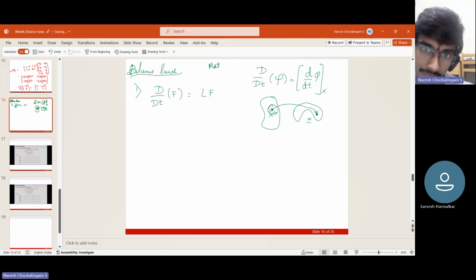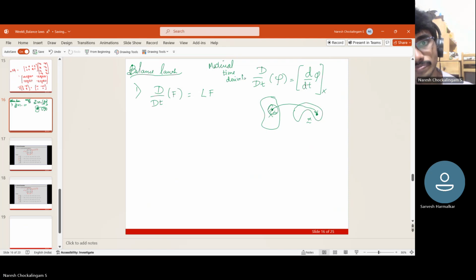This is the material time derivative. This is the definition of material time derivative. So you fix the material point and then you keep looking at it.